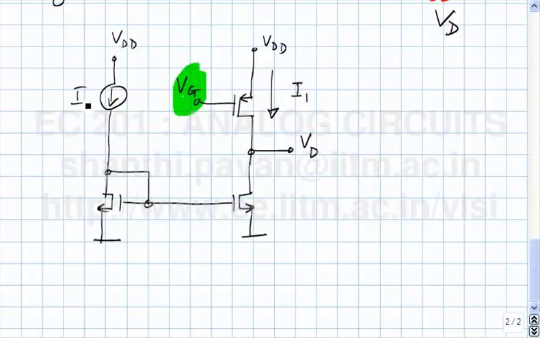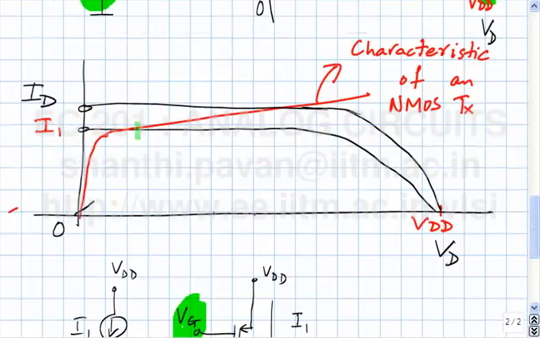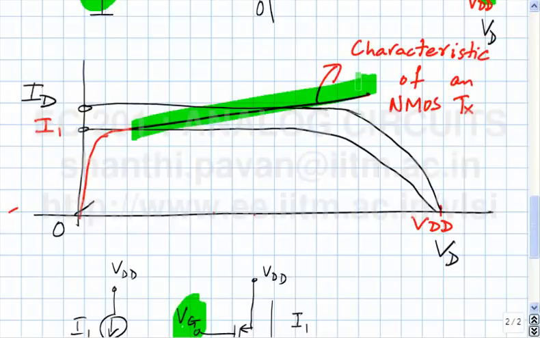VDD, this is I1. You understand? And now this gives you an incremental gain which is in principle infinity. If this characteristic was flat, which is what you would expect for an ideal transistor, the slope would be 0, which means that the equivalent resistance is infinity, which means that the incremental gain you get is infinite.